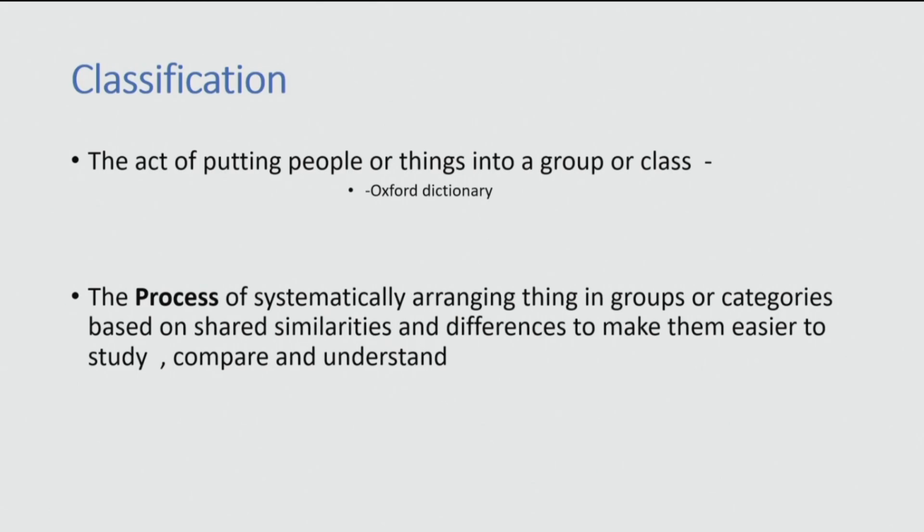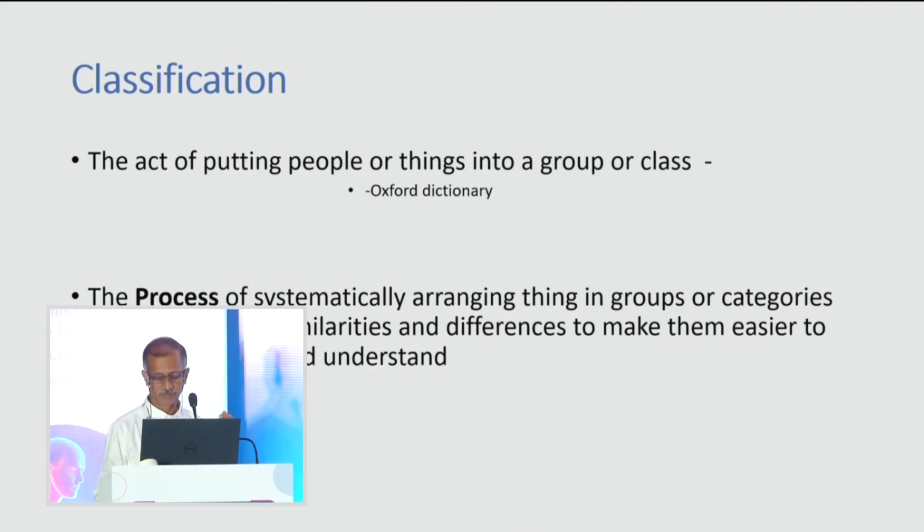So what is classification? Classification is the act of putting people or things into groups or classes. It is the process of systematically arranging things in groups or categories based on shared similarities and differences to make them easier to study, compare and understand. So that is the basic of classification.